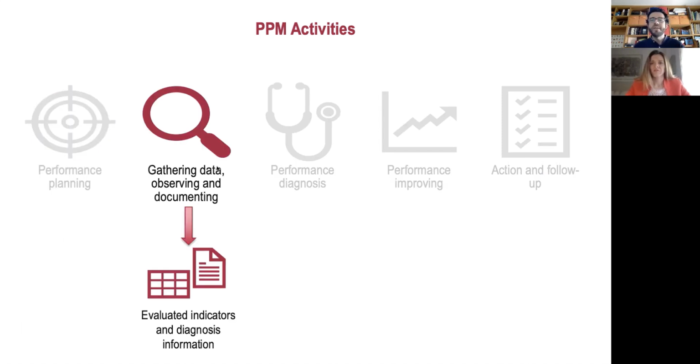The second activity involves gathering data and observing and documenting the process. The goal of this activity is to evaluate these indicators obtained in the performance planning activity, and also to gather additional information that can be useful for diagnosing the performance and trying to find out which are the problems that cause barriers in the performance goals defined in the performance planning activity.